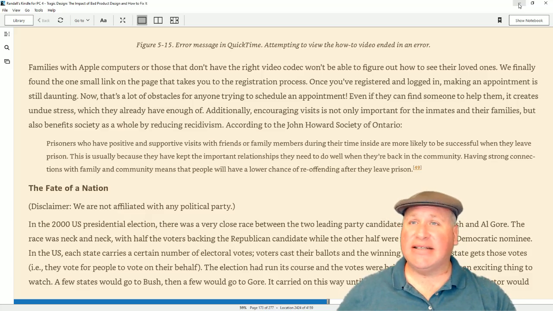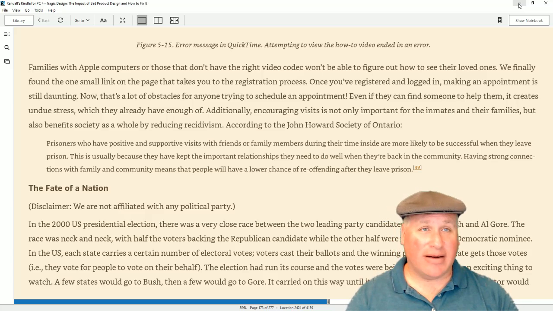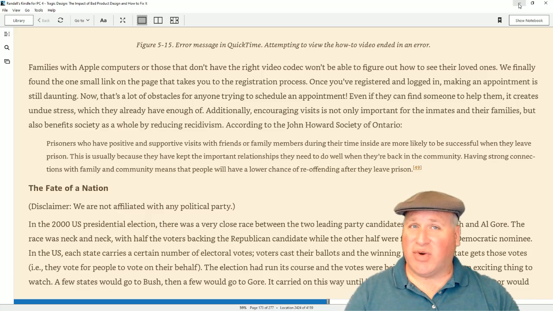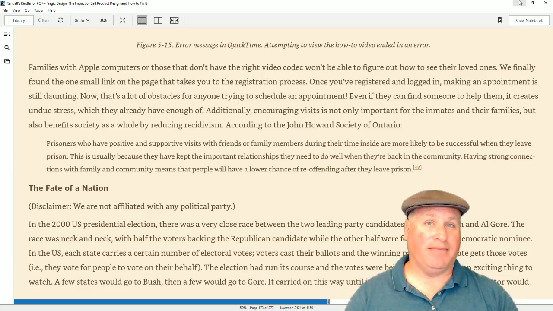In the U.S., each state carries a certain number of electoral votes. Voters cast their ballots, and the winning party in each state gets those votes, i.e., they vote for people to vote on their behalf. The election had run its course, and the votes were being counted. It was an exciting thing to watch. A few states would go to Bush, and then a few would go to Gore.